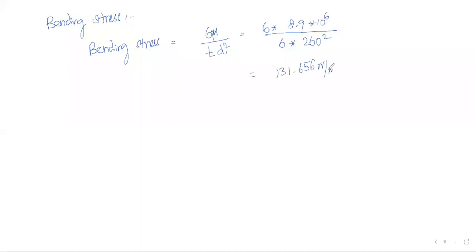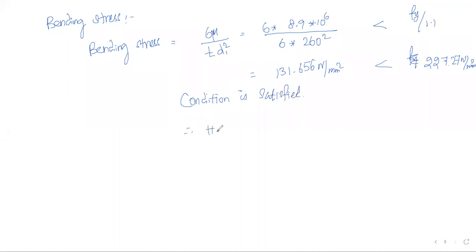then it becomes 131.656 Newton per mm square. This value should be less than Fy by 1.1. Fy by 1.1 becomes 250 divided by 1.1, which is equal to 227.27 Newton per mm square. So the condition is satisfied. Hence, it is safe to transfer the moment also.